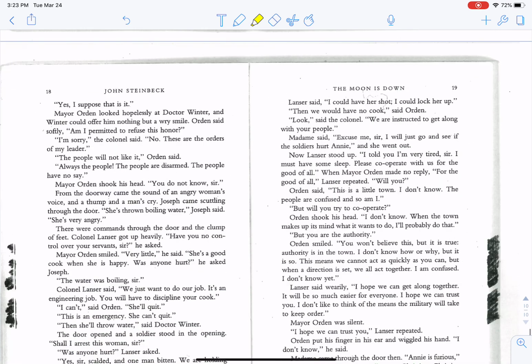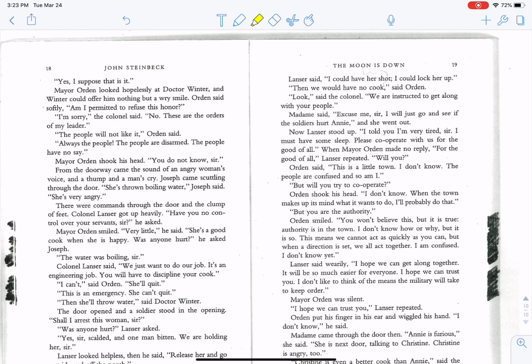Later on, he reminds Colonel Lancer of this when he says, yeah, you might want to do some of these things, Colonel Lancer. You might want to take over the coal mine. You might want to take over my house, but the people will not like it. So democracy, rule of the people, will of the people.